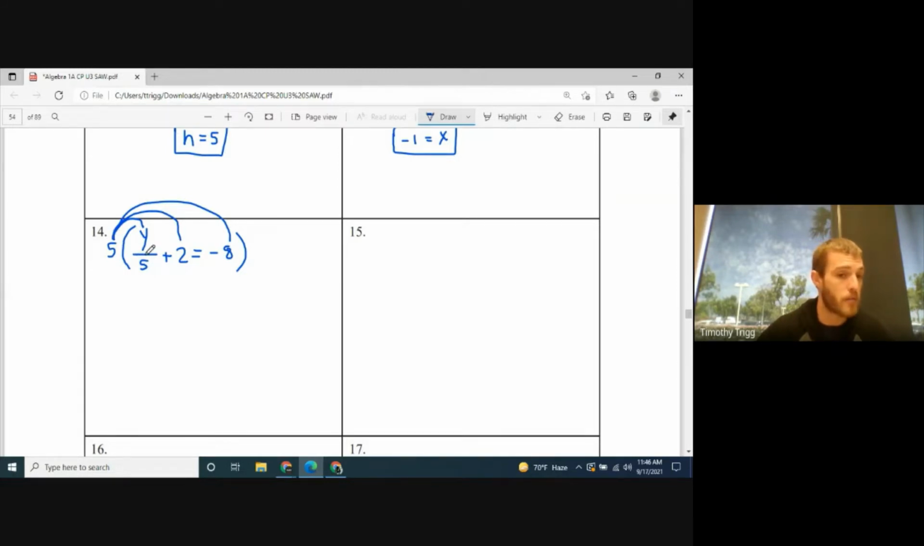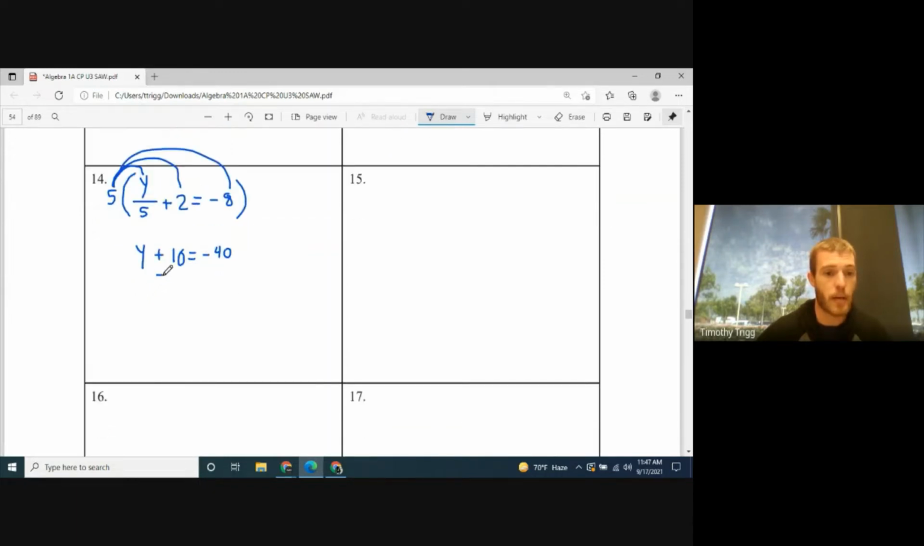When you multiply it by this first one, it cancels the denominator, leaving us with just y, or 1y, same thing. 5 times 2 is 10. So the 5 gets multiplied by this 2 as well, and also distributed to this negative 8. So 5 times negative 8, that's negative 40. To get y by itself, we're going to subtract 10 from both sides of the equation. That'll give us that y equals negative 50.